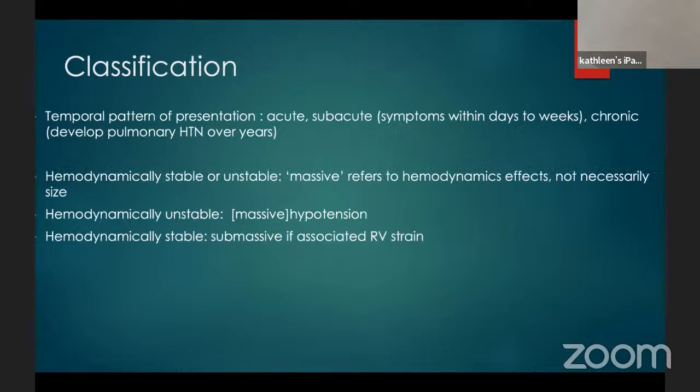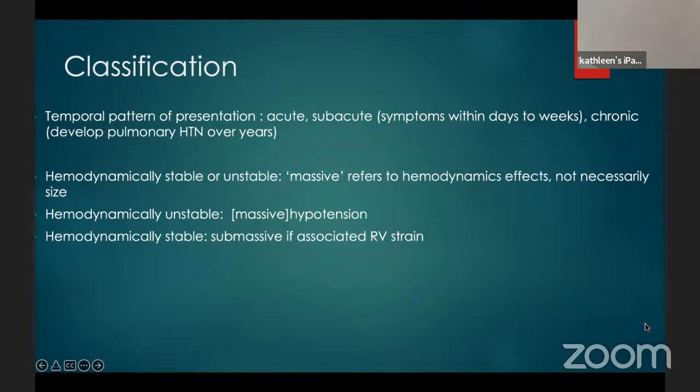Regarding nomenclature, PE can be classified by one, the temporal pattern of presentation, two, the presence or absence of hemodynamic instability, three, the anatomic location, and four, the presence or absence of symptoms. Regarding the temporal pattern of presentation, it can be acute or subacute, i.e. symptoms within days to weeks, or chronic. Patients develop pulmonary hypertension over years.